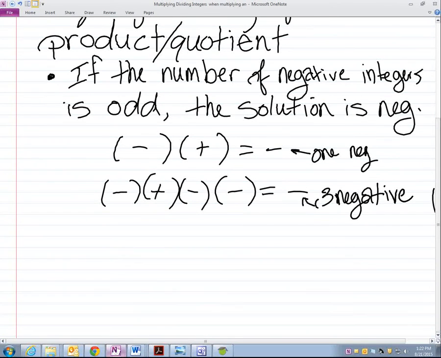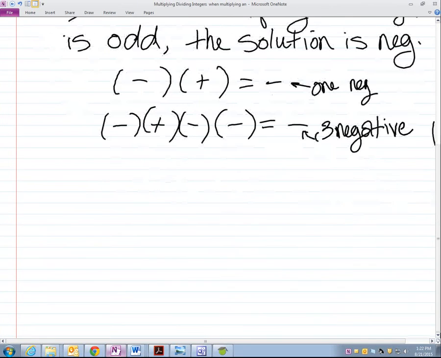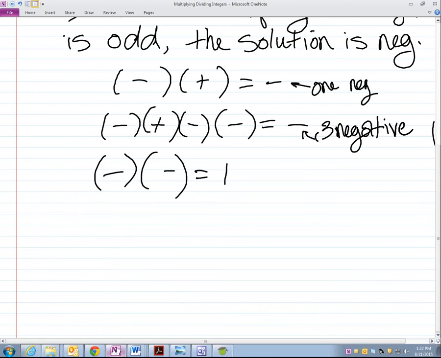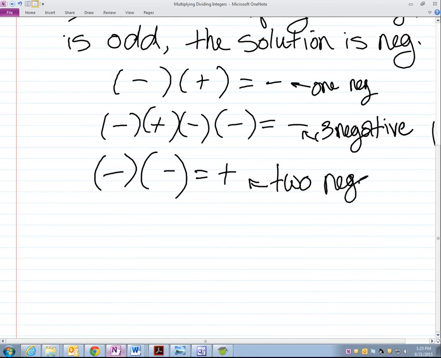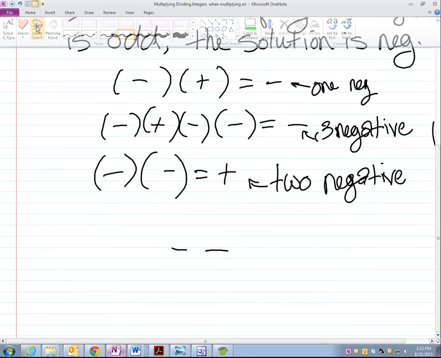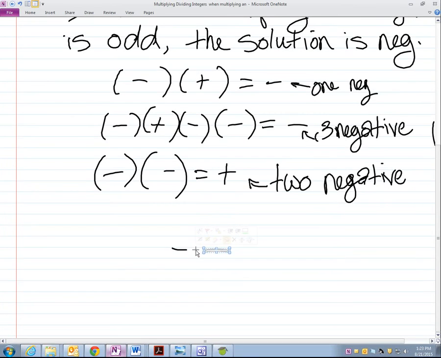And of course, on the other side of it, if it's even with the amount of negatives, it's going to be positive. So here's one negative, here's another negative. That's going to equal a positive solution. Negative, because it's an even number.